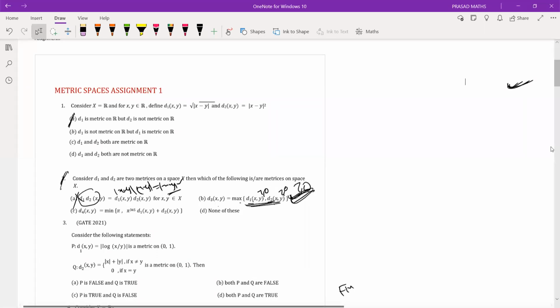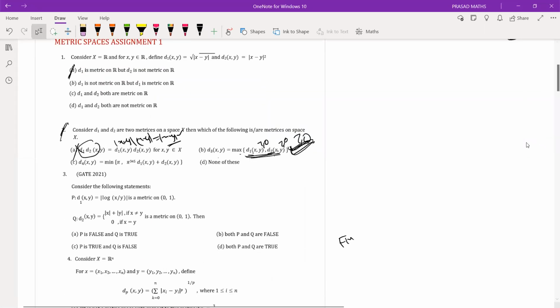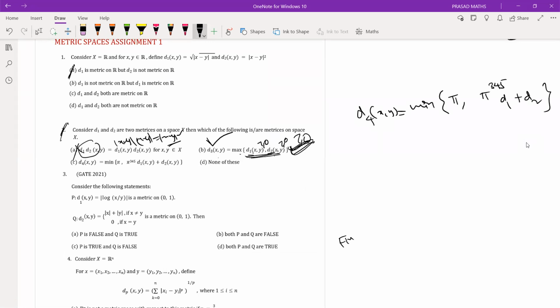Okay, look at the third one. d4 of x comma y is equal to the minimum of the third option. Look at the third option. So it is a metric. Okay, look at the third option, pi power 345 d1 plus d2.